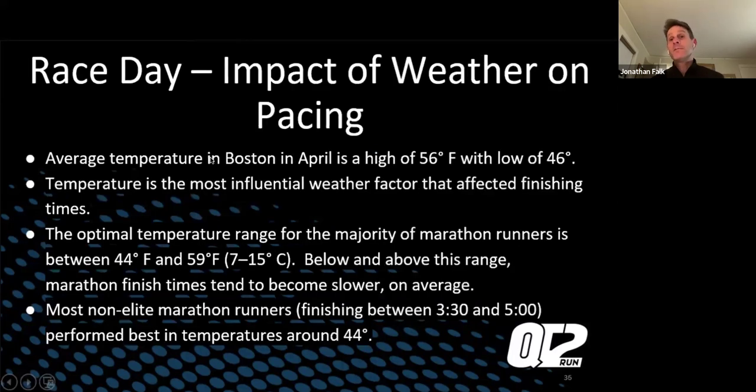The average temperature in Boston in April is typically a high of 56 and a low of 46. It can be prime running temperature. Usually the best weather for a marathoner is in the mid to low 40s. Above that, a little bit above, can still be good enough. So you can have that weather on average, but you also have years where it's in the 80s or 90s, and it's just brutal. And so you have to accept what you get on race day.